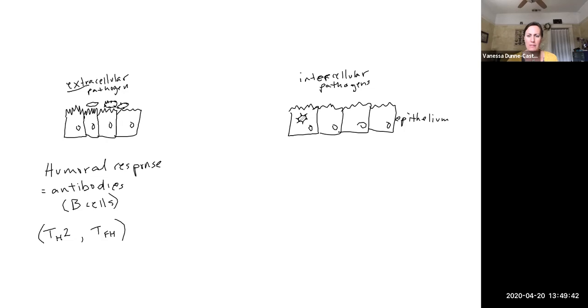However, an antibody response is not going to be as effective for intracellular pathogens. Now, when we have viruses, we do mount a humoral immune response, but there's another type of response that's also really, really great here, and this is where we would get cell-mediated response. Specifically, our cytotoxic T cells.